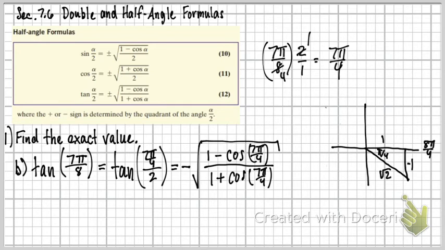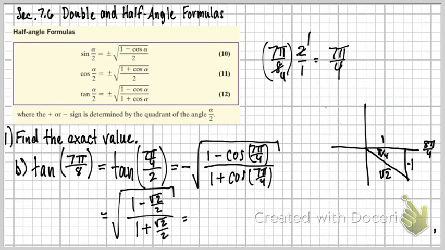So since it's cosine, they're both going to be positive. So it's going to be root 2 over 2 because it's adjacent over hypotenuse. It's 1 over root 2, but when I rationalize, it's going to be root 2 over 2. So this is what we end up with. The square root of 1 minus root 2 over 2 over 1 plus root 2 over 2.